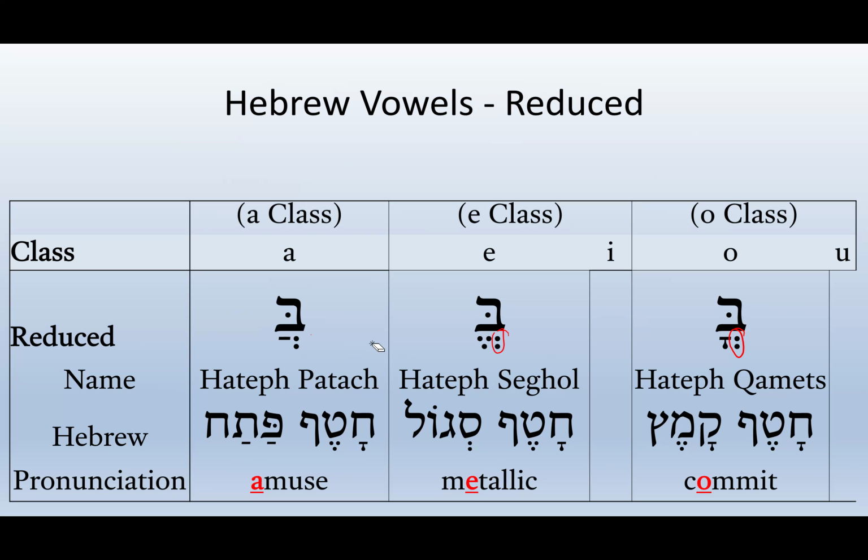All three of them, there's only three, have what looks like a schwa under it. But they also, we recognize the patach, we recognize the segol, and we recognize the kamatz. So when you see the schwa with them, you know that that's going to be making a very quick sound.